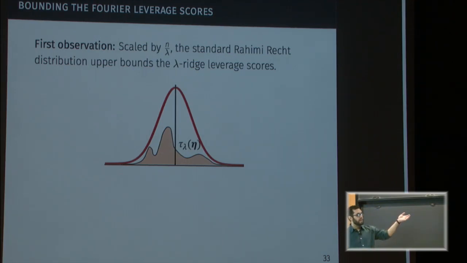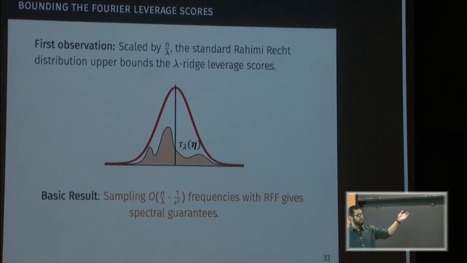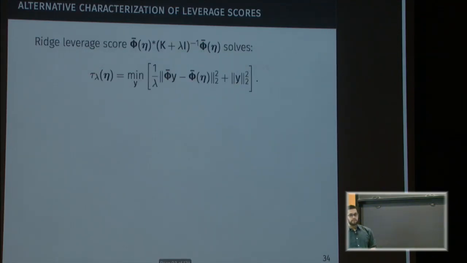And this gives another way of getting similar bounds to what we get from doing matrix Chernoff from Rahimi-Recht. So immediately you can show that we can get those strong spectral guarantees with parameter lambda with n over lambda times 1 over epsilon squared, even if we don't modify the Rahimi-Recht sampling distribution at all. But we're going to try to do better than that.